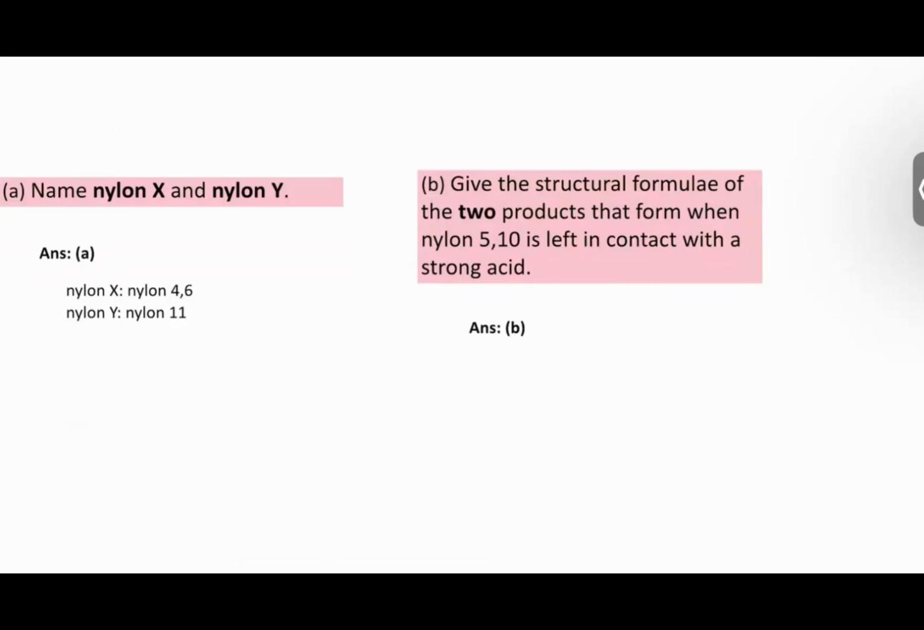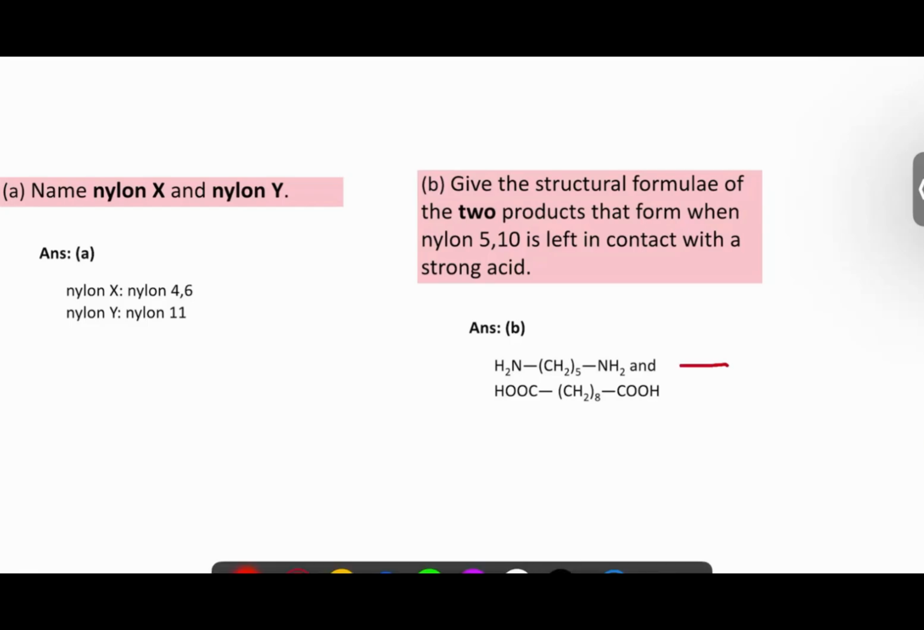Carbon emission. Give the structural formula of two products that form when nylon 510 is left in contact with a strong acid. So remember, with strong acid, they slowly react. So these two are the products formed: the first product and the second product, when nylon 510 is left in contact with a strong acid.